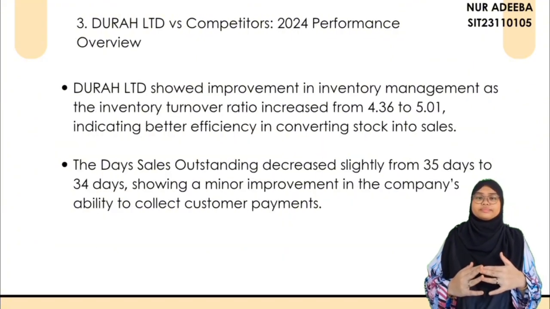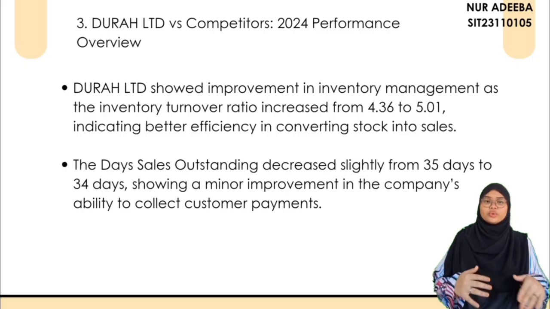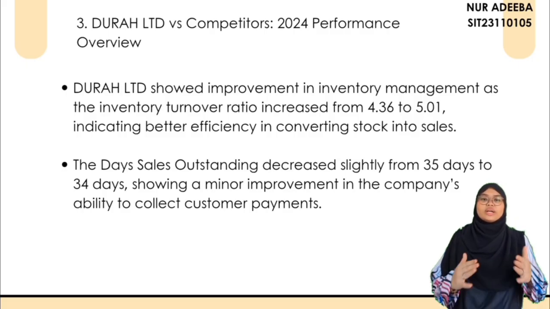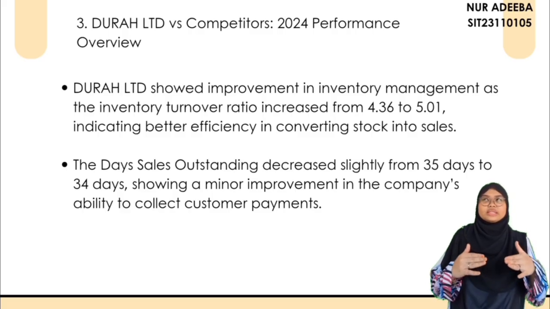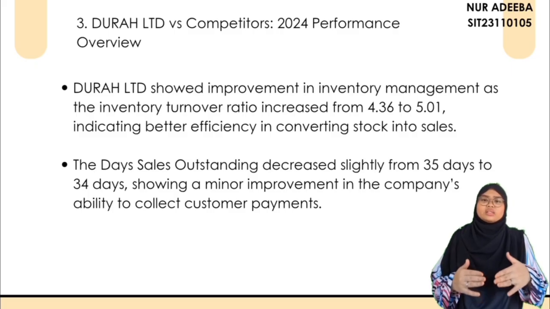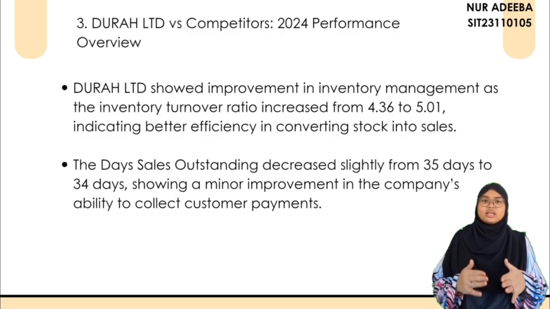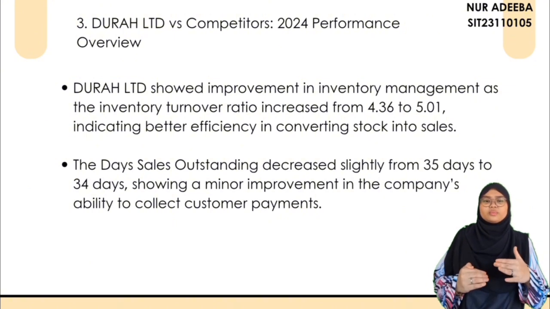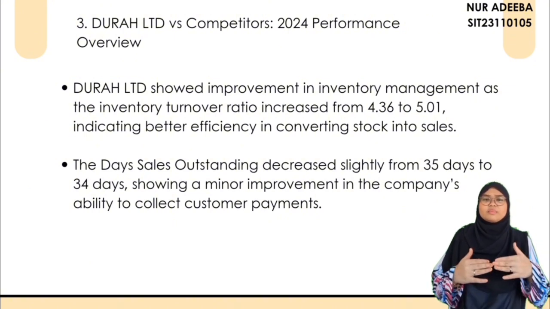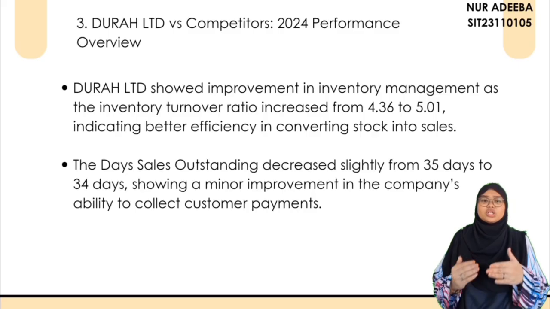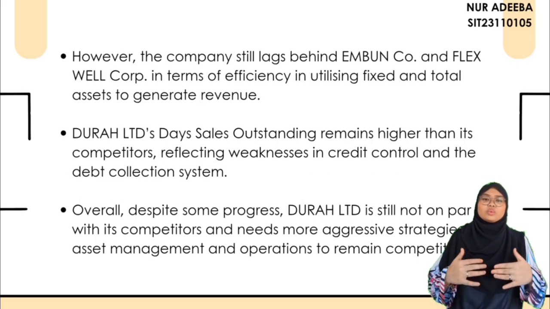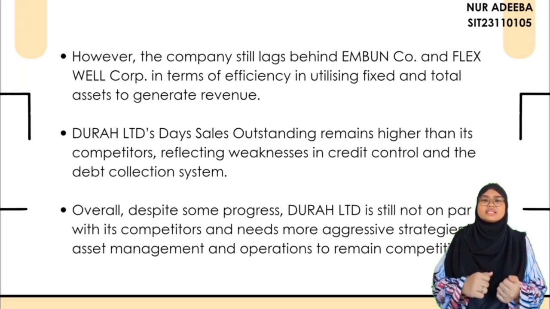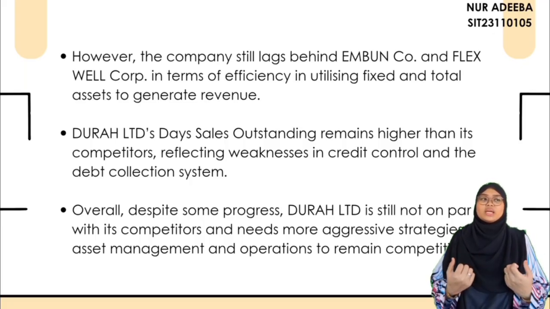Performance overview in 2024 of Dura Ltd versus competitors. Dura Ltd showed better inventory management with turnover increasing from 4.36 times to 5.01 times, indicating improved stock-to-sale efficiency. The days sales outstanding dropped slightly from 25 to 24 days, reflecting minor progress in customer payment collection. However, the company remains behind Embunco and Flexwell Corporation in using fixed and total assets effectively to generate revenue.